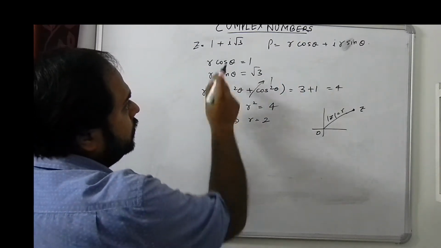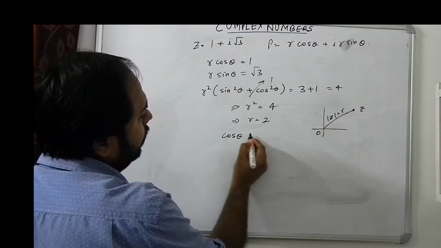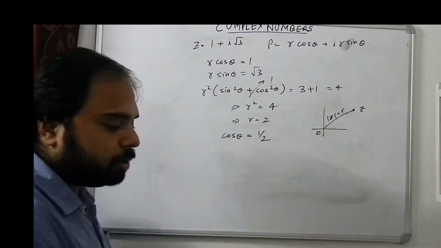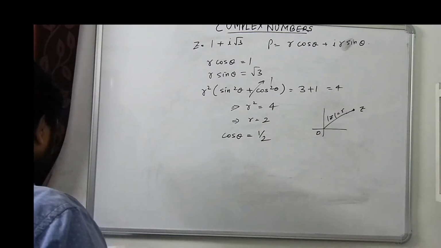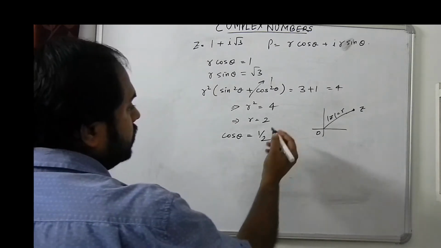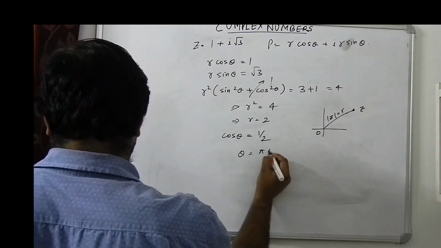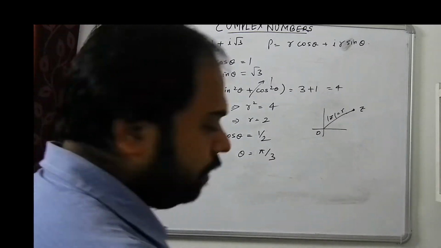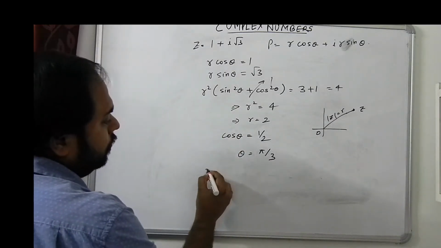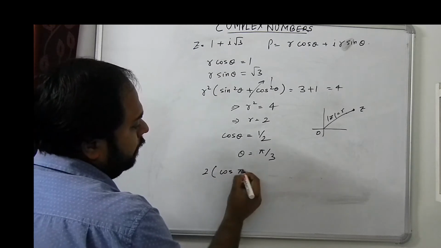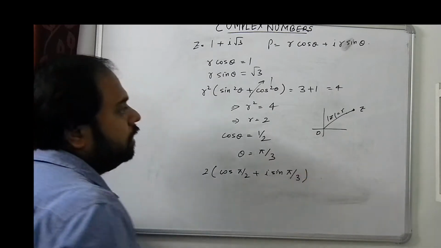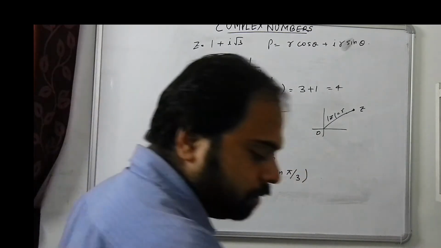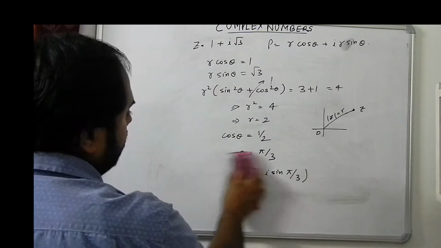Now putting this value in this equation, it says cos theta is equal to 1 by 2, and this can be solved. This is nothing but a trigonometric equation. So this gives theta is equal to pi by 3. So now my complex number is 2 into cos pi by 3 plus iota sin pi by 3. So that's the way it is. A very simple question.